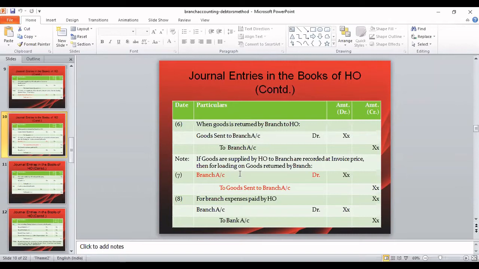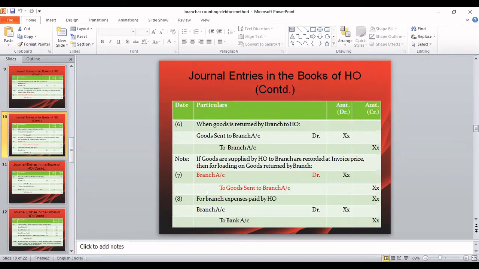Okay, and the next entry is when the branch expenses are incurred by head office. In that case we have to pass this entry. When the branch expenses are incurred by whom? Head office, correct? And for that the entry will be branch account debit to bank account. But any confusion, any doubt in this?